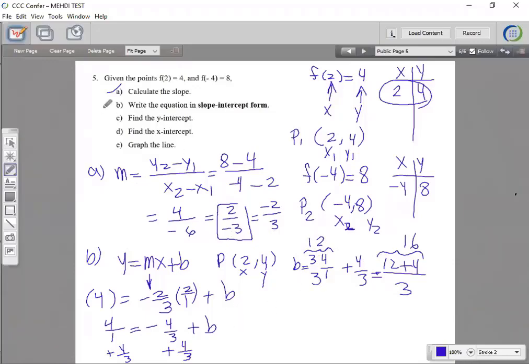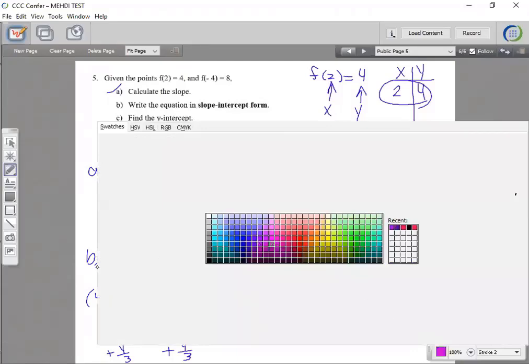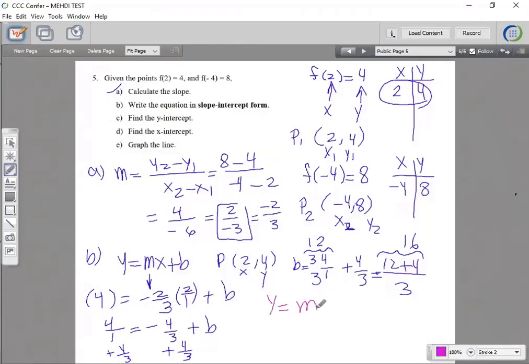So that is the slope. That is the y-intercept. We know the slope is minus 2 over 3. So now I can go ahead and write the equation of the line. Let's write it in the form of y is equal to mx plus b. Now I know slope is minus 2 over 3, and my y-intercept is plus 16 over 3. So this is the equation of the line that passes through the points 2, 4 and negative 4, 8, and the slope we already found is equal to minus 2/3.